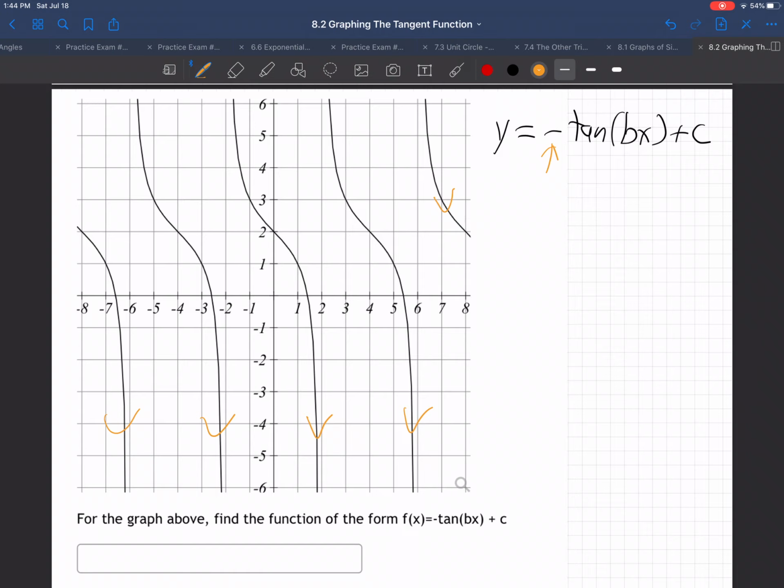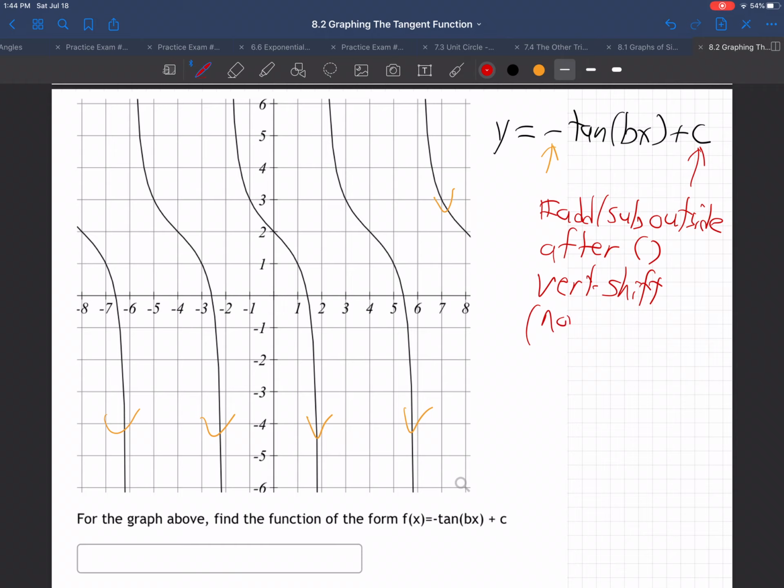Okay, so let's start with this item out here. What is that going to be? That is the number added or subtracted outside after the parentheses. So it's the vertical shift. Normally we call it D in our general form, but something you've got to get used to in math and science is that different people call different things by different names, so you have to recognize items not by A, B, C, or D, but more by their position.